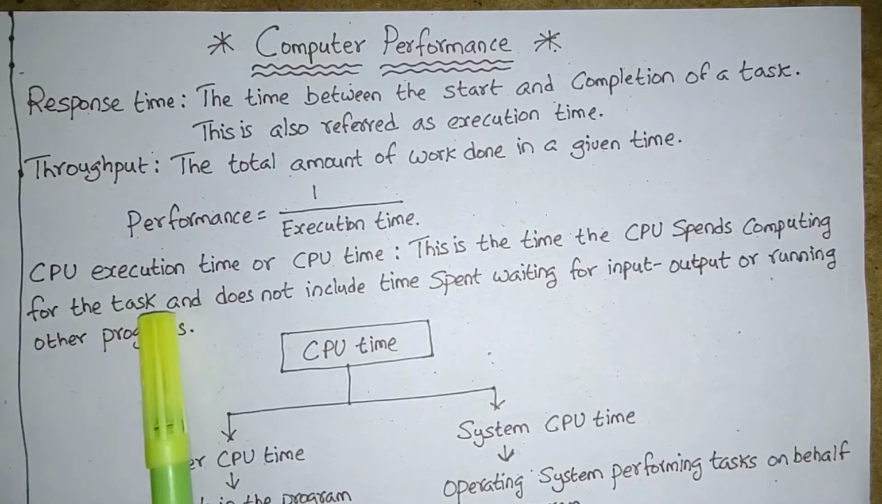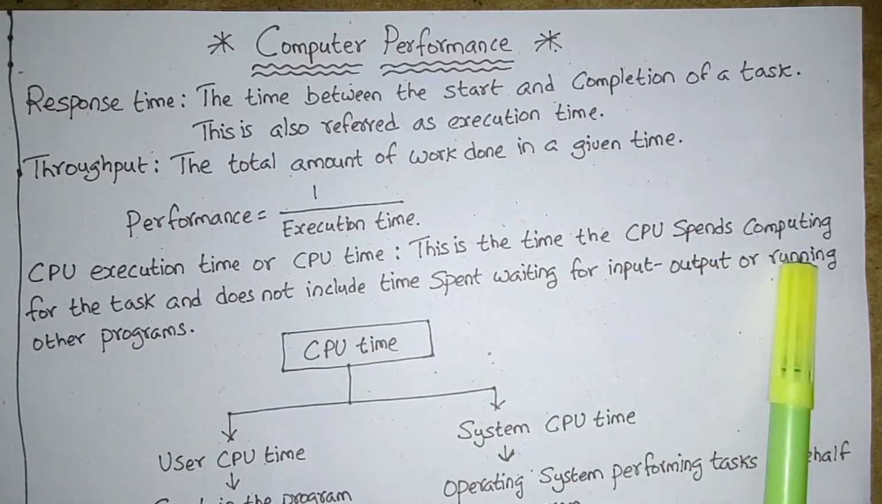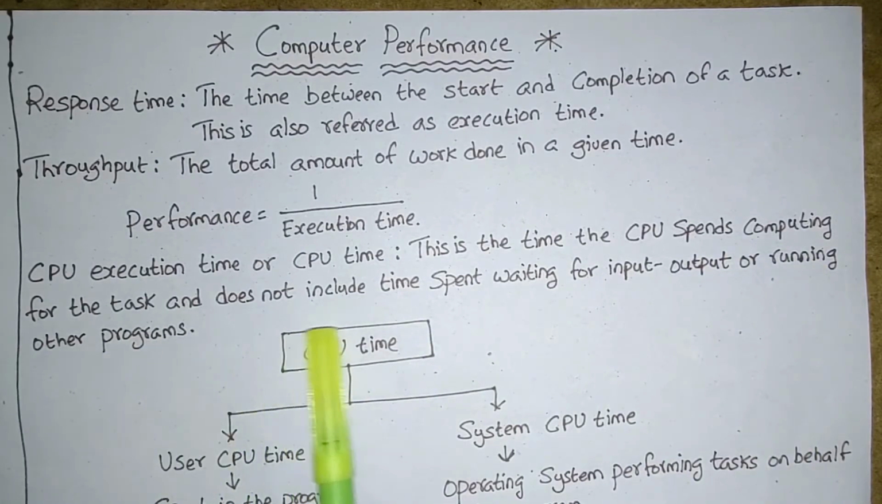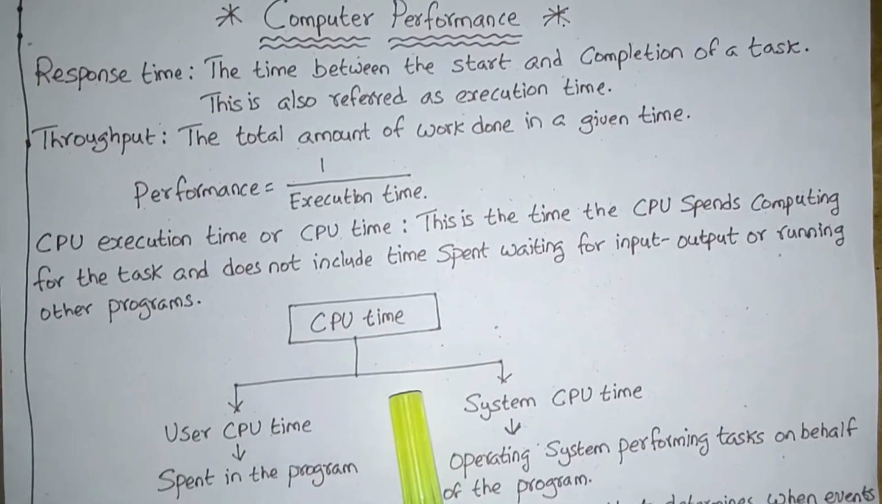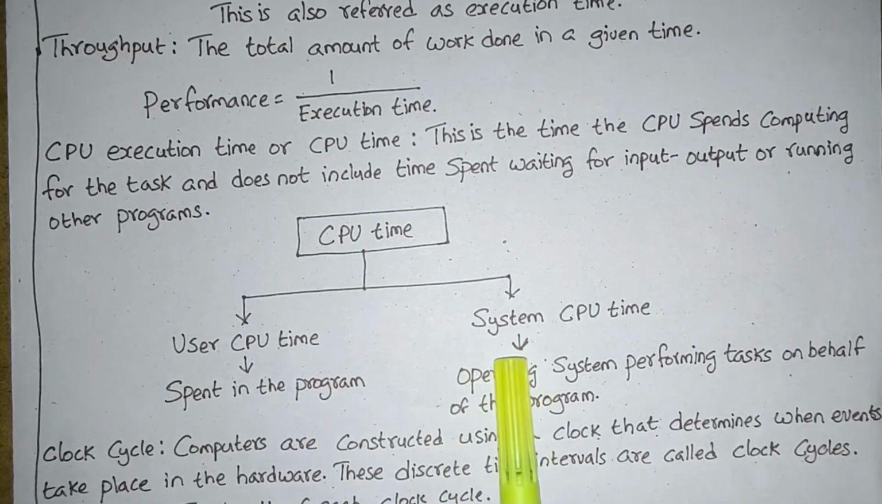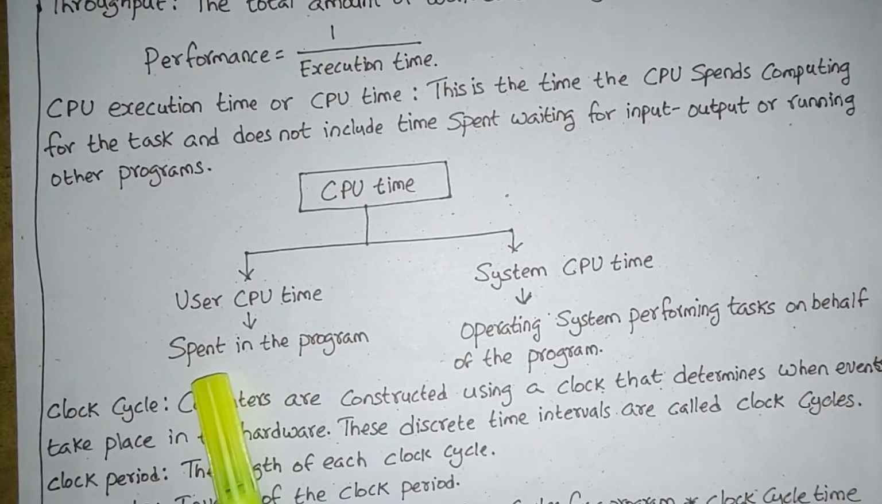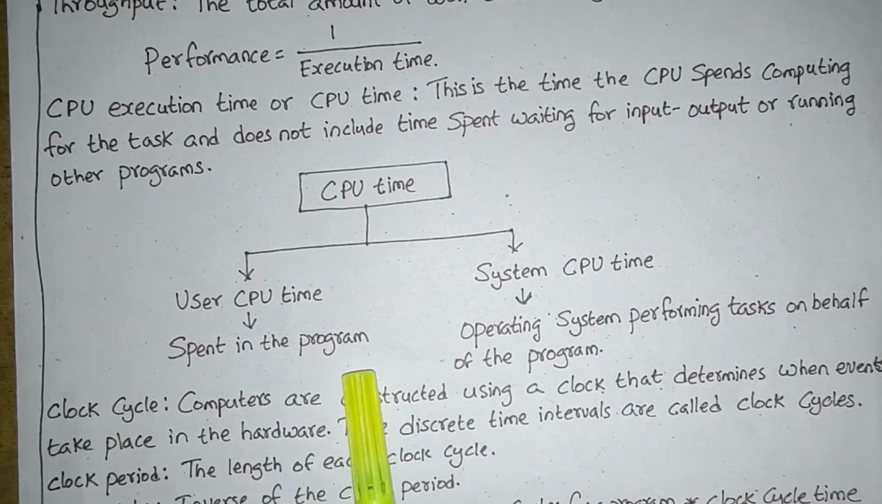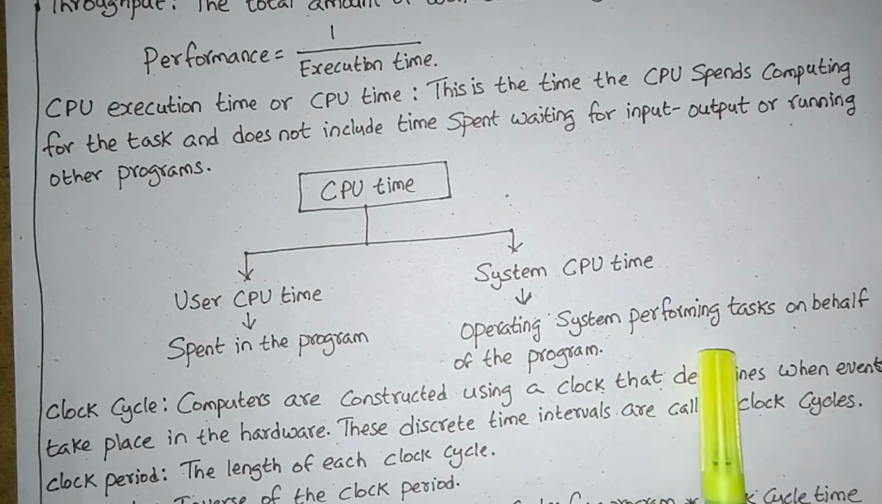CPU execution time, or CPU time, is the time that the CPU spends computing for the task, and does not include time spent waiting for input, output, or running other programs. Now CPU time is classified into two types. First is user CPU time and the other is system CPU time. User CPU time is the time spent in the program, whereas system CPU time is the operating system performing tasks on behalf of the program.